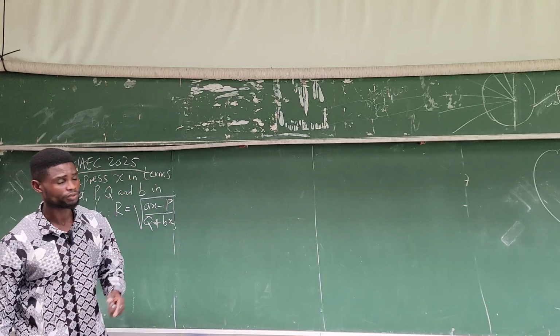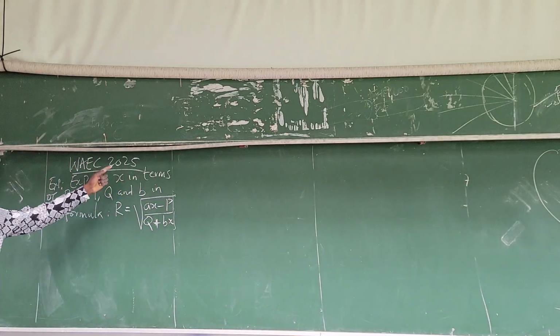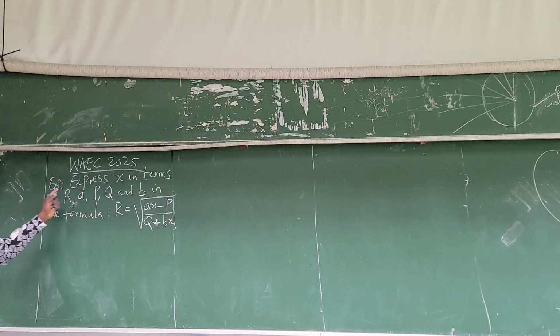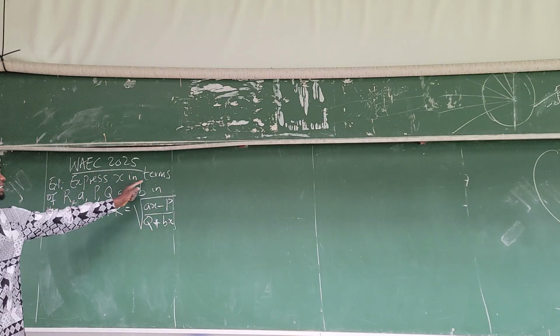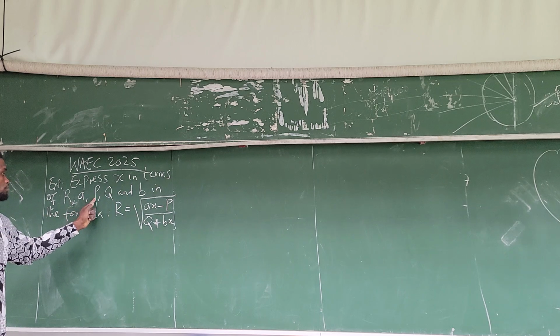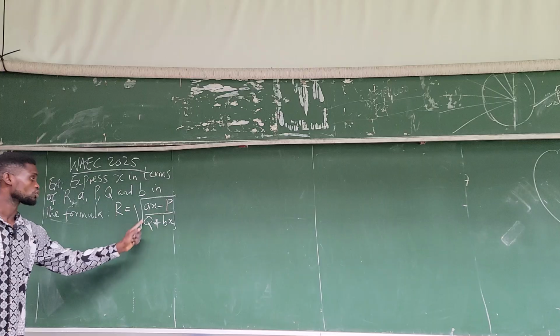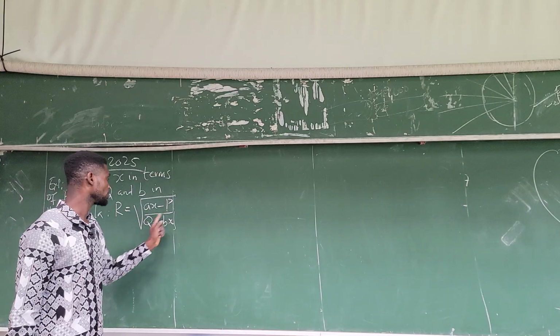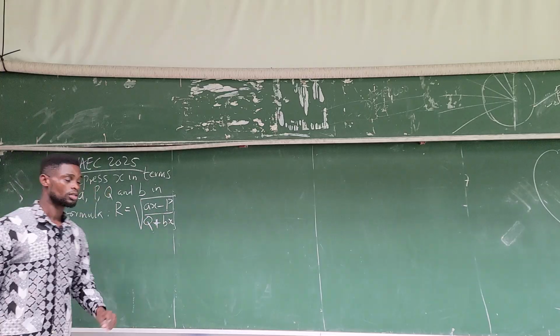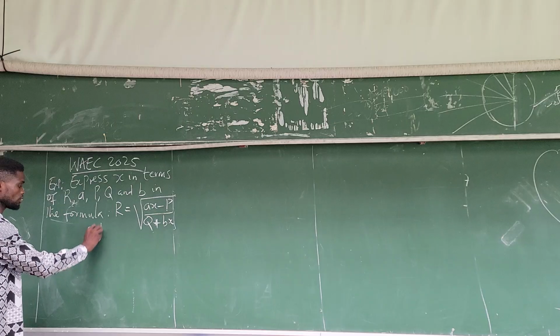Now let's go straight to the point. From the board, we have WAEC 2025. The question is: express x in terms of R, A, P, Q, and B. In the formula, R is equal to the square root of (AX minus P) over (Q plus BX). So let's take the solution.